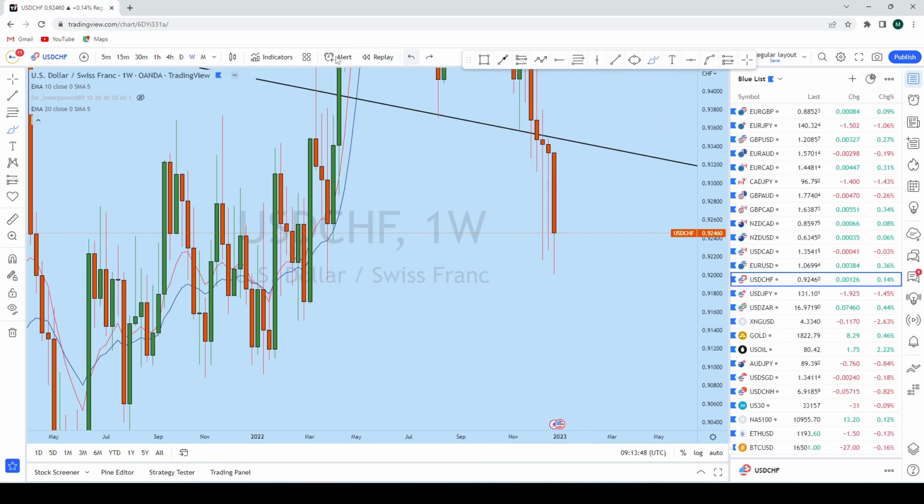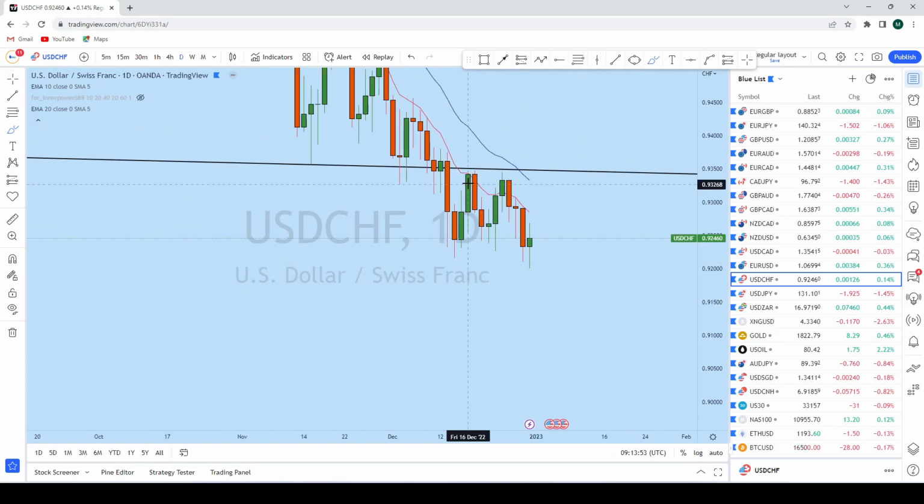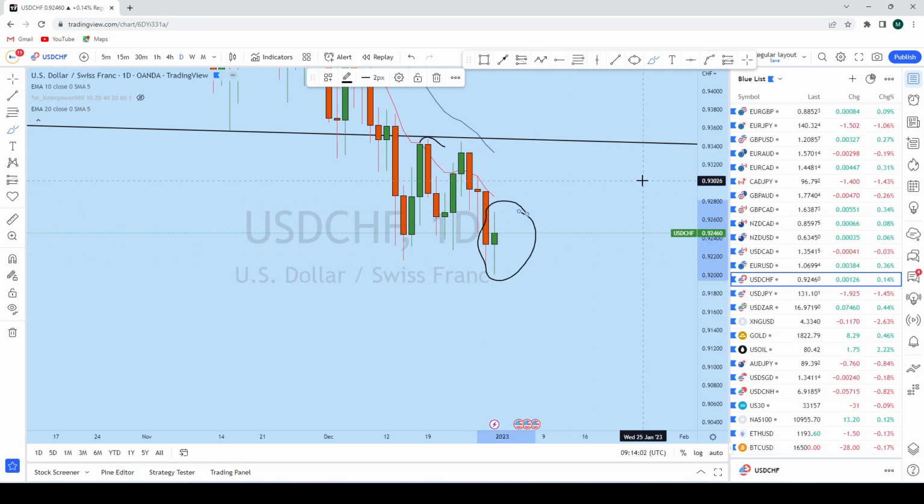Now let's look at the daily perspective, how we can find trading opportunity. On the daily time frame, you can see that the price is creating a series of lower highs. There is a double top here and then the price has broken down. This is the last day's candle, which is in fact bearish.